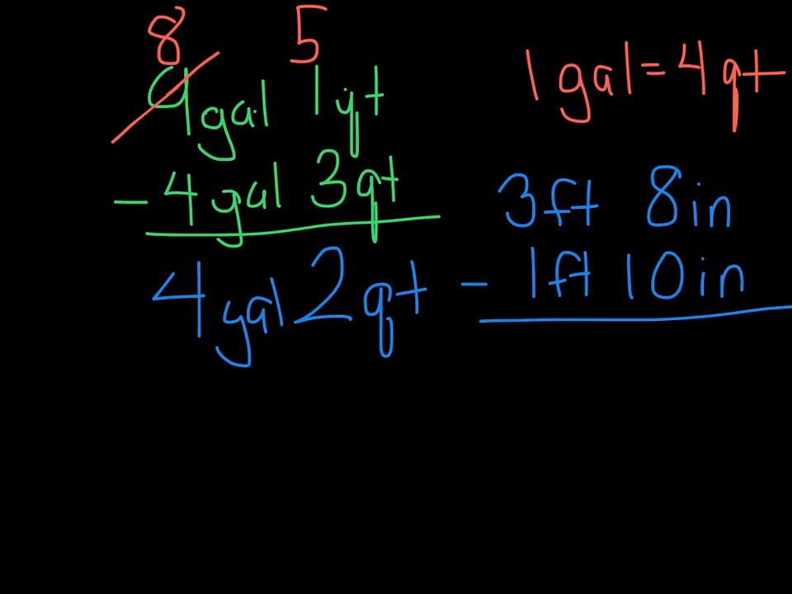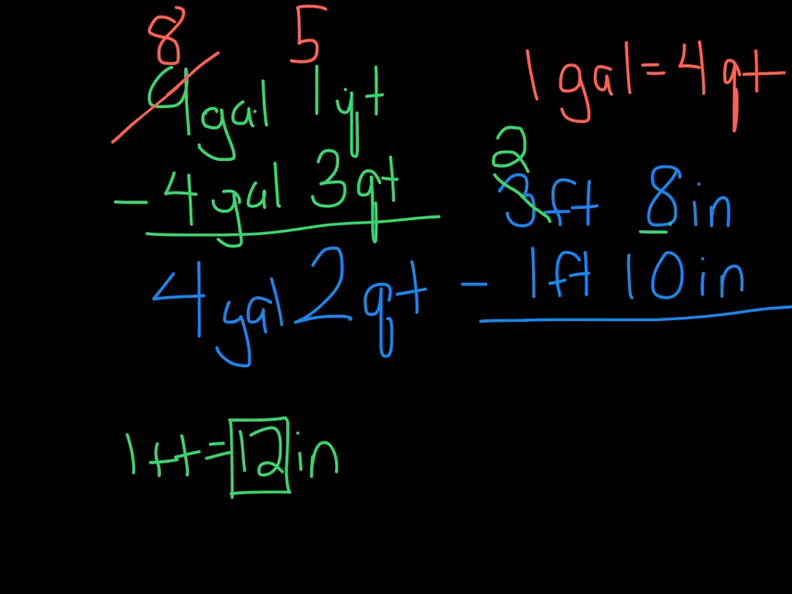Alright, so I look over here and I have 8 minus 10. I can't do that, so I need to borrow 1 foot. So I now have 2 feet left, and I know that 1 foot equals 12 inches. So I'm going to take this 12 inches and add it to this 8 inches. So 12 plus 8, now I actually have 20 inches. So 20 inches minus 10 inches leaves me with just 10 inches. 2 minus 1 equals 1 foot. So the answer is 1 foot, 10 inches. Okay, I hope that's what you were able to get as well on that one.